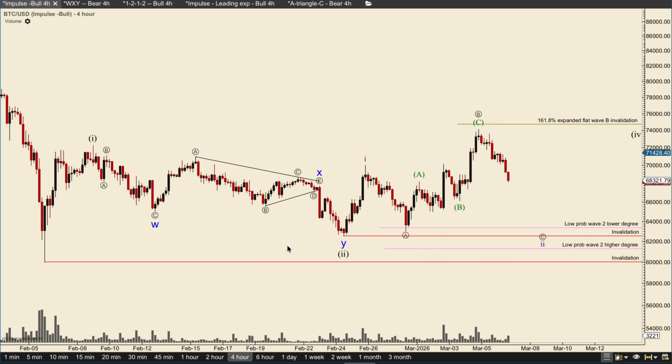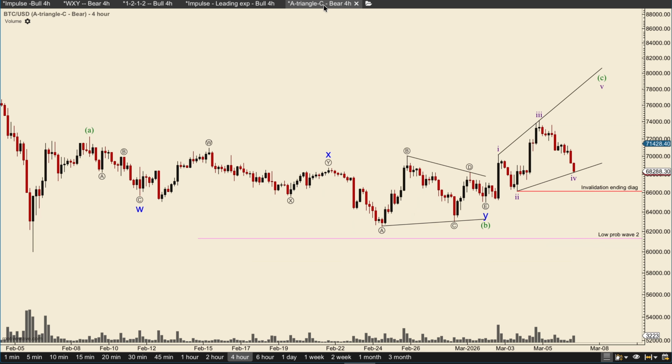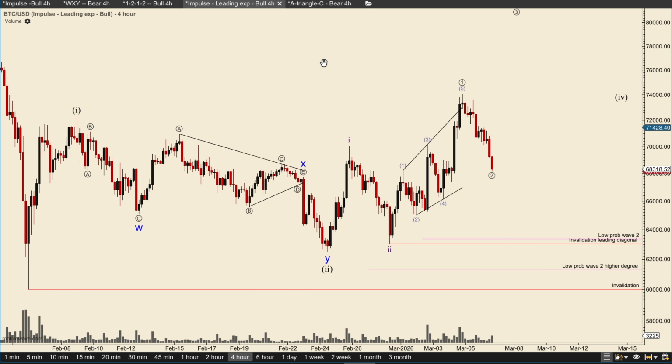But these are currently the scenarios I am looking at, and also mind the invalidations for the diagonals. Even though they are extremely rare, they do happen, and it's important to invalidate them here at this invalidation. And also for this scenario, the invalidation is taking out this, because this is a wave 2, and you don't want to move past the origin of the move.